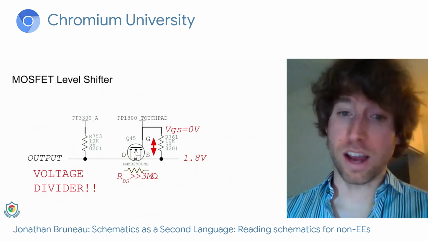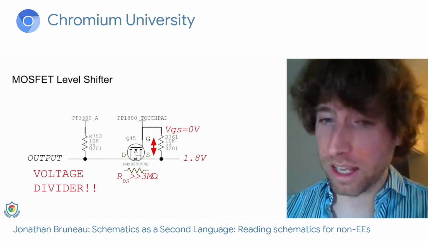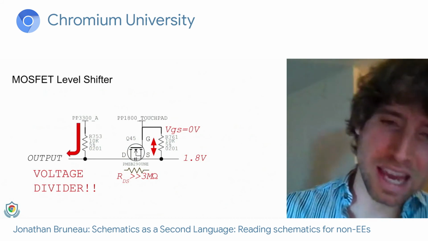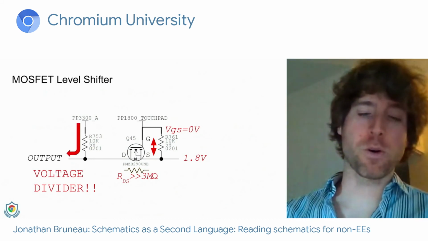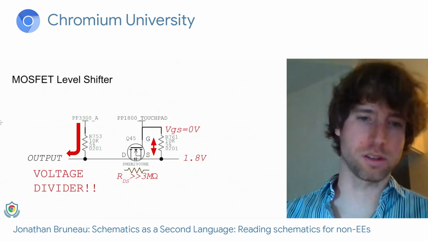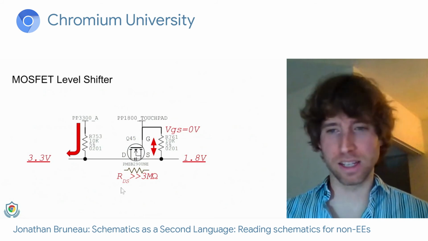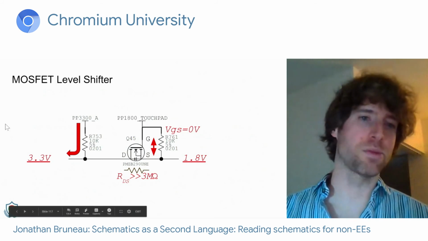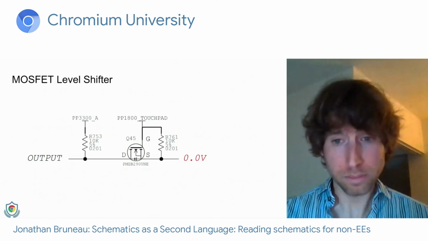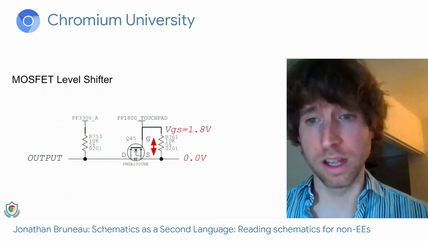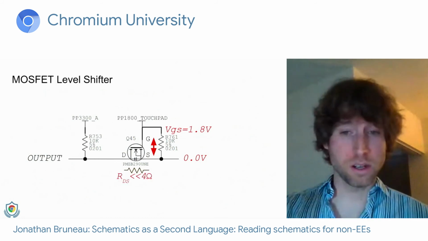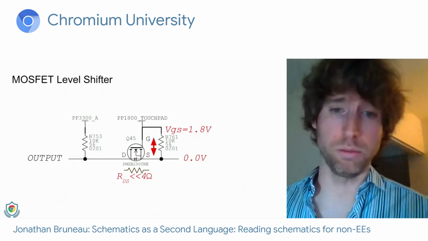Ironically, this is a voltage divider again, and I'll spare you the math. The basic high-level concept is that most of the energy for the output comes from this 3.3 volt rail across this resistor. So in effect, given 1.8 volts, we get a 3.3 volt output. Now if I change my input to 0 volts, the gate to source voltage is 1.8, and the transistor turns on with a resistance of 4 ohms.